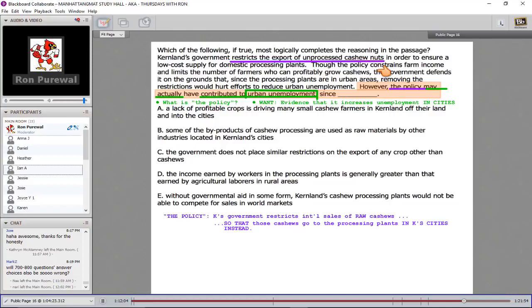Okay. So the government defends it, blah, blah, blah. The government says that because the plants are in the cities, it keeps these people employed. The government says the plants are in the city, so we're keeping people in the cities employed. You need to show that this might actually increase unemployment in the city. Standard. You need a reason why this might cause more unemployment in the cities.